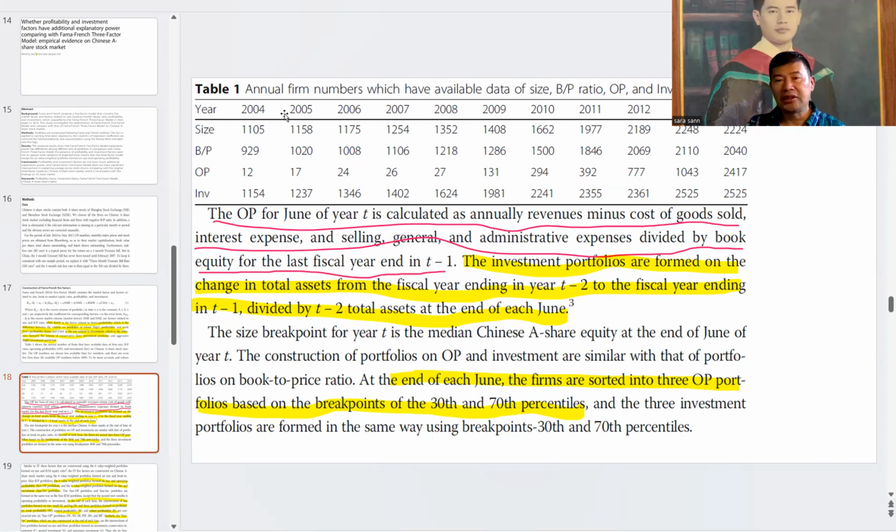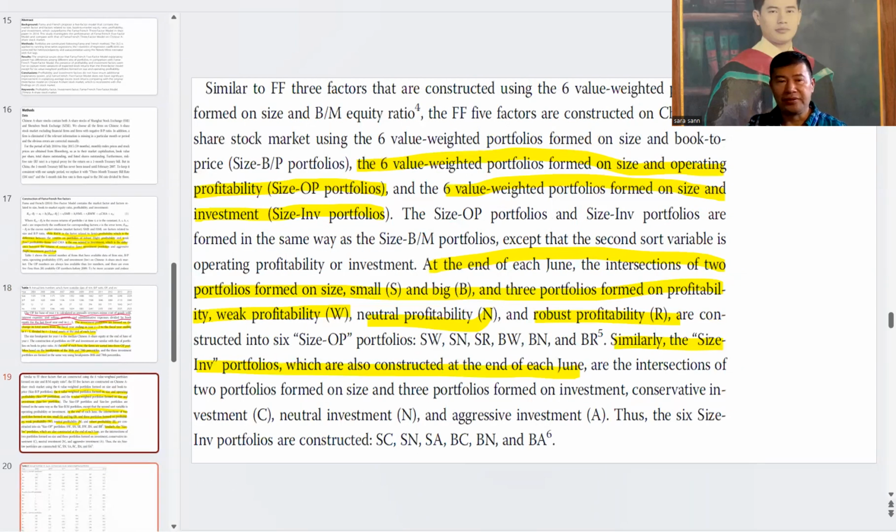But for him, he has a period span from 2004 to 2014. So it means 2014 is the current year, and before that, 2013 is T minus 1 and 2012 is T minus 2. And for the breakpoints, he uses the 30th percentile and the 70th percentile. So students should try to understand percentiles. Let's go to the result.